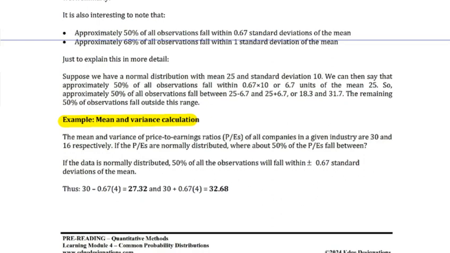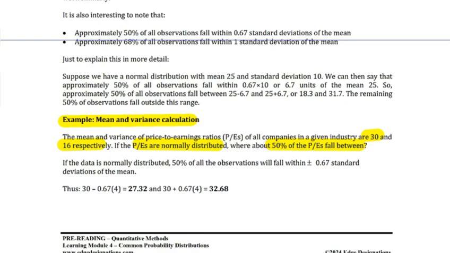Example of mean and variance. Okay, the mean and variance, just by way of example, guys, of a price to earnings ratio of all companies in a given industry are 30 and 16 respectively. That's the mean and the variance. And if I had to say to you, if the PEs are normally distributed, now guys, you always hope and pray that in a distribution you're dealing with a normal distribution. Where would 50% of the PEs fall?